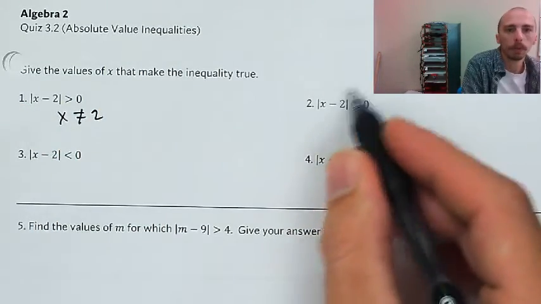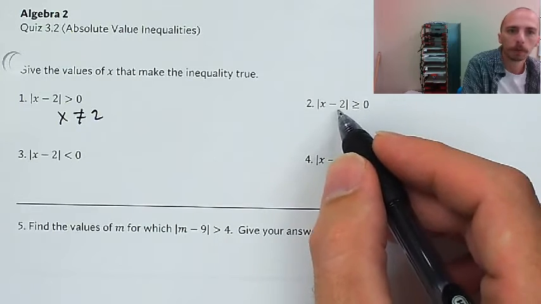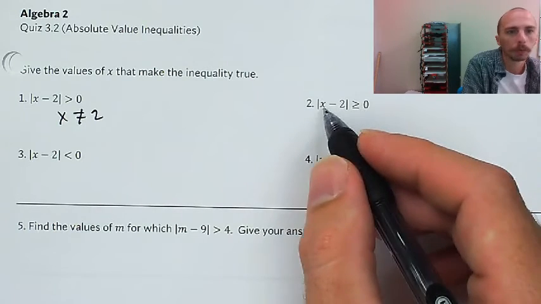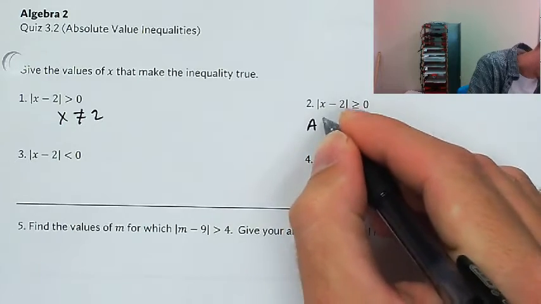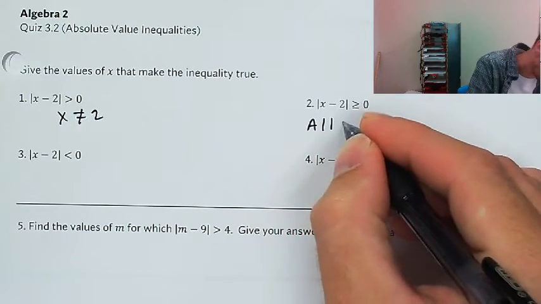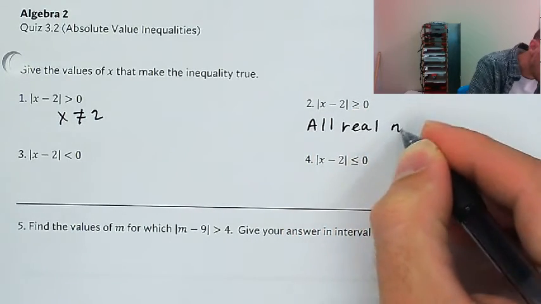Over here, greater than or equal to 0. Those are our 2 options for absolute value, so this is always going to be true. This absolute value could come back equal to 0, or it could come back positive. So this would be always true. You could say always, you could say all real numbers, whatever you want.